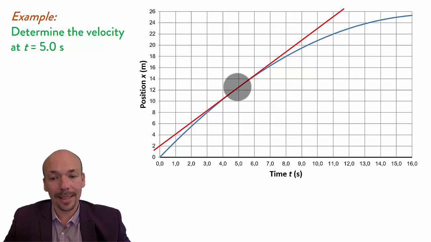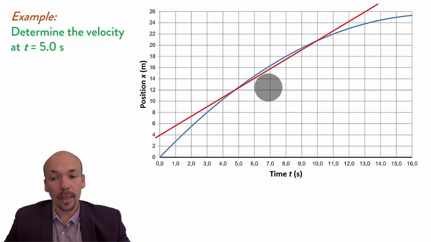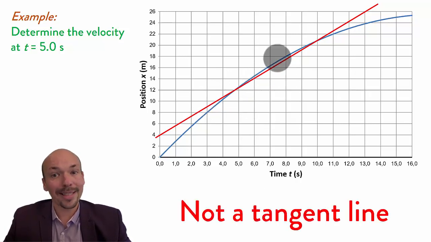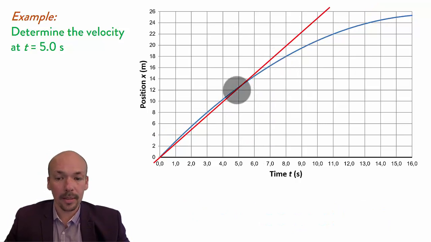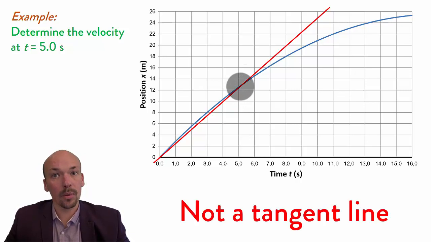So the tangent line, it hits here the line at 5 seconds, but it doesn't go through the graph. As you can see, it doesn't go through the blue line. This is called a tangent line. For instance, if you draw it like this, it also hits the same point, but as you can see, it now crossed the line, and that's not allowed. You have to only hit the line. So this is not a tangent line, and also this is not a tangent line because again it's crossing the blue line and it's not allowed to cross the blue line.